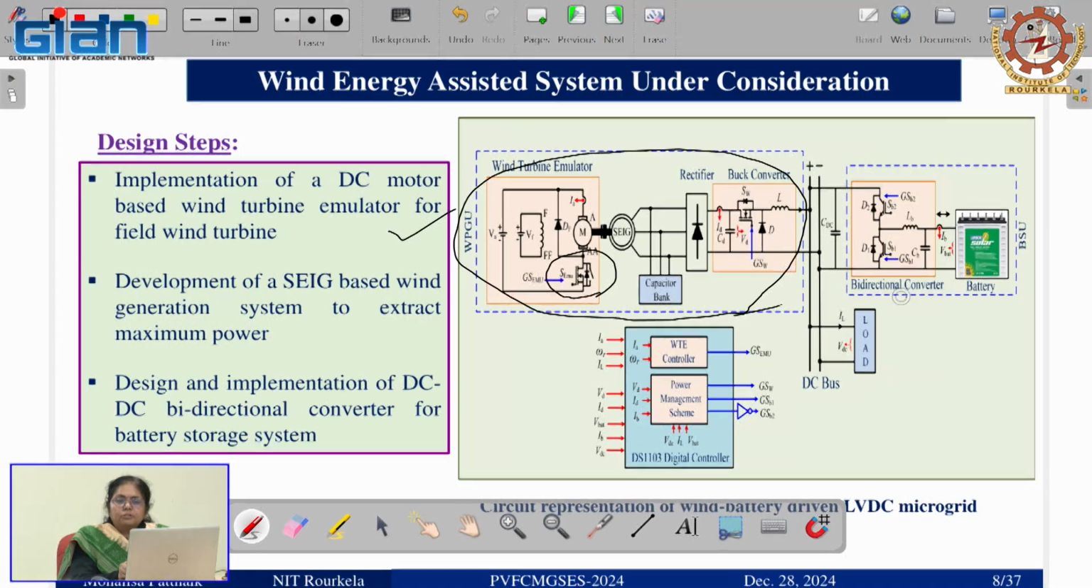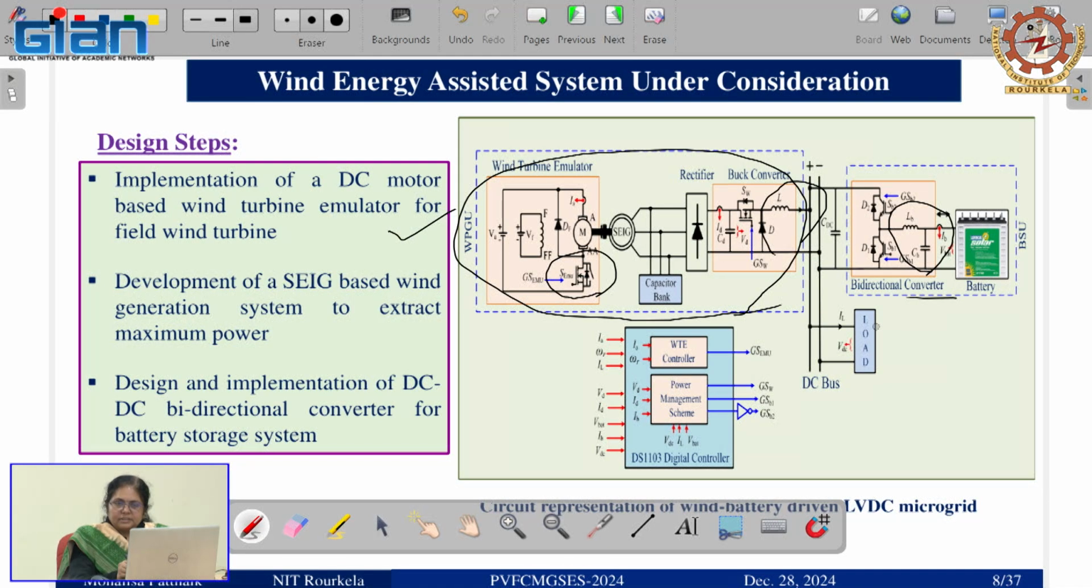we have tried to integrate the battery with the bidirectional converter. This is a non-isolated bidirectional converter having a single leg. So before going for the implementation, what do we have to do? We have to design all these filter parameters for this buck converter and for this bidirectional converter. So that is also a step: design of the bidirectional converter, design of the buck converter, then you can go for a simulation, then implementation.